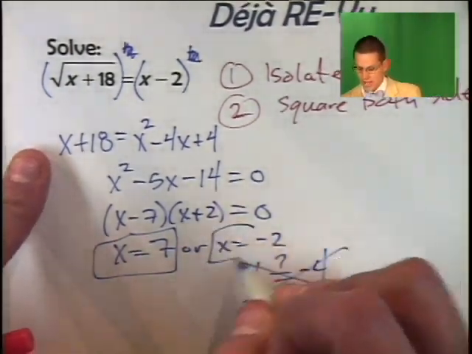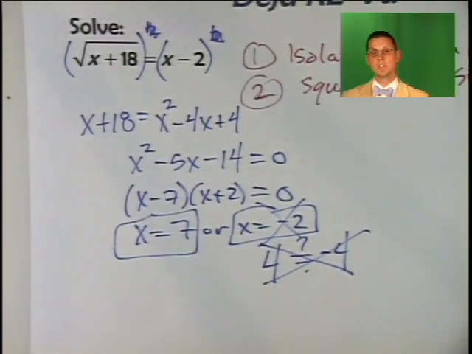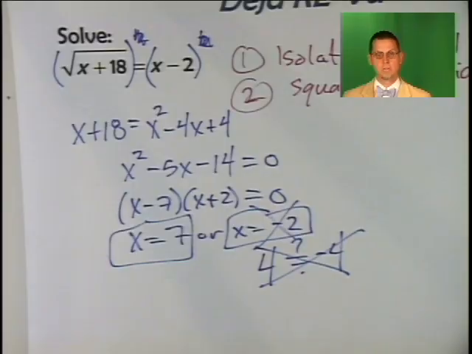So we caught an imposter. He was trying to sneak into our solution club, but we met him at the door, kicked him out. We only have one solution, and it's 7. So check for extraneous solutions when you square both sides of a radical equation.